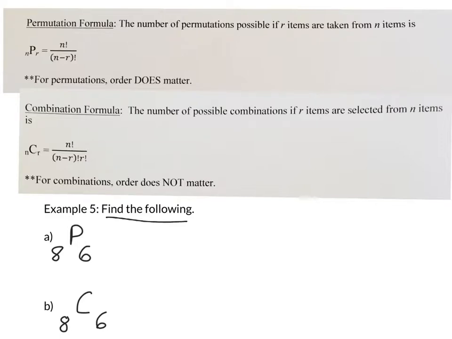So A, 8 permutation 6. Notice that the bigger number will always come first before the P. The smaller number will always go on the end. If you forget, you're going to get either an error message or 0 in the calculator. So it always goes big to small with both the permutation and the combination buttons. All right, so 8 permutation 6. 3 steps to get this into the graphing calculator.